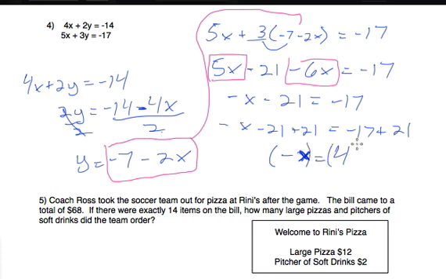So what do we do to both sides? We multiply by negative 1. Negative 1 times negative x is positive x, and 4 times negative 1 is negative 4, and so we know that x is negative 4. And now we can find our y. I probably need more space to do this. So x is negative 4.